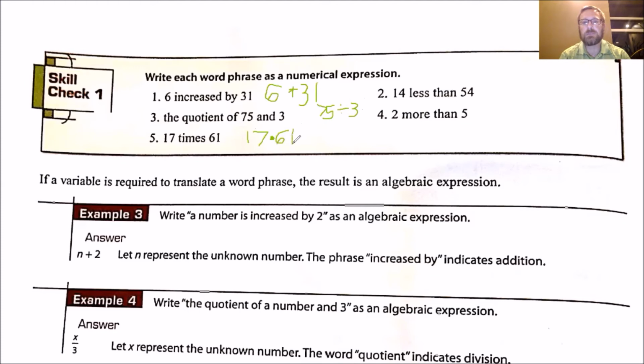If you look over here on number 2, I know I'm going in a weird order, but I'm sorry. So 14 less than 54. So we need to put the 14 last because it's less than 54, and that indicates subtraction. So it'll be 54 minus 14.